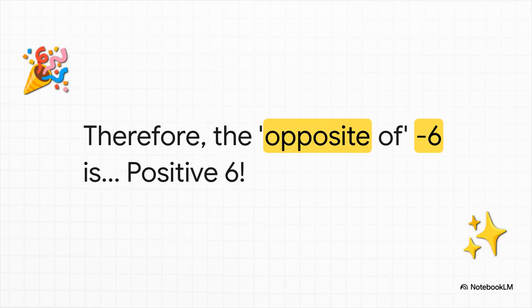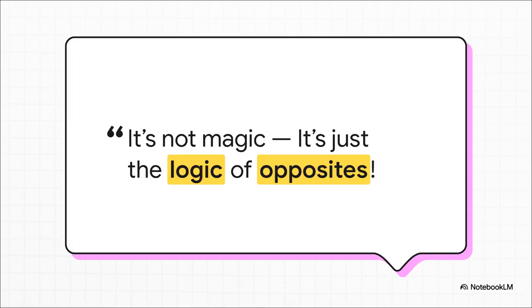Okay, let's put it all together. The problem, negative 3 times negative 2, is really asking for the opposite of negative 6. So, what is the opposite of negative 6? It's positive 6. And just like that, the mystery is solved. And that's really all there is to it. You know, it might feel like some weird mathematical sleight of hand, but it isn't magic. It's just a consistent logical rule. When you find the opposite of an opposite, you always come right back to where you started. In this case, back to a positive number.